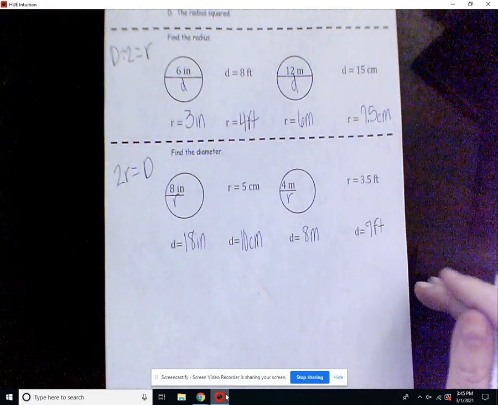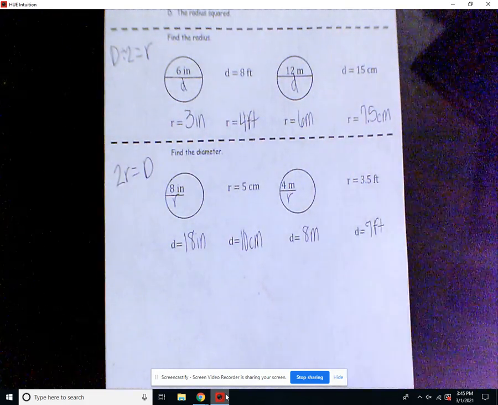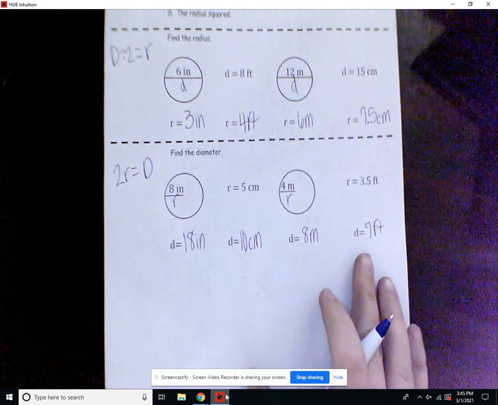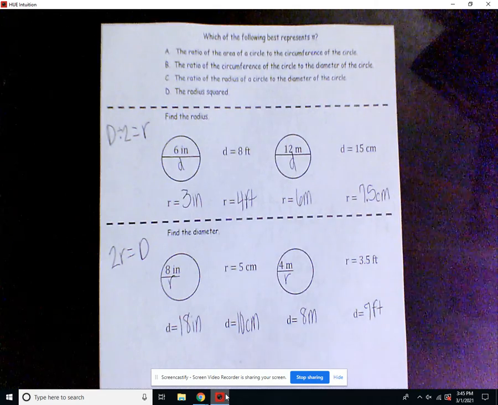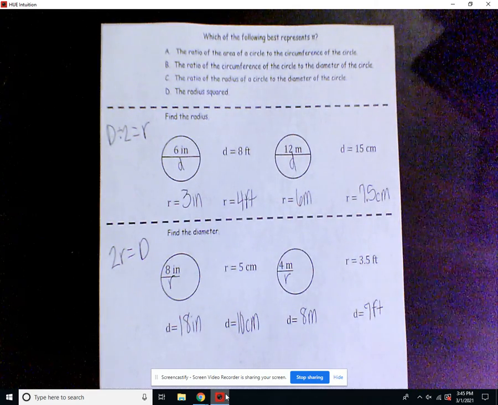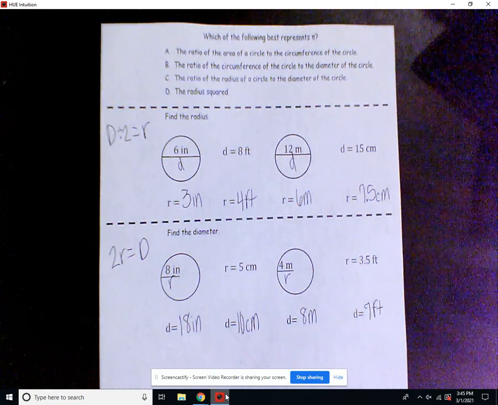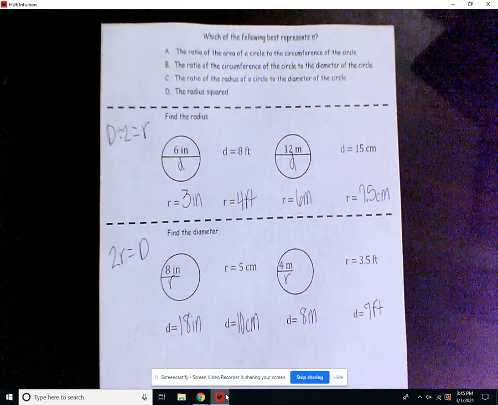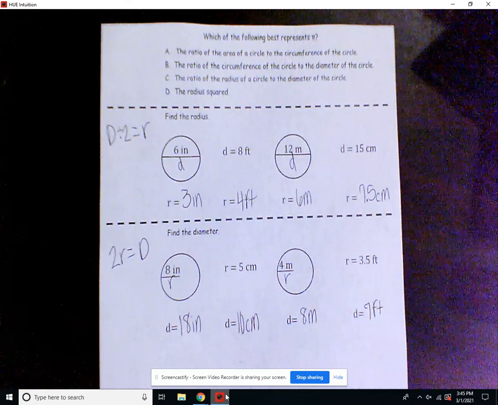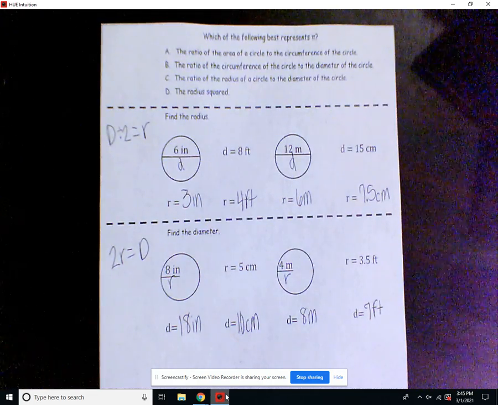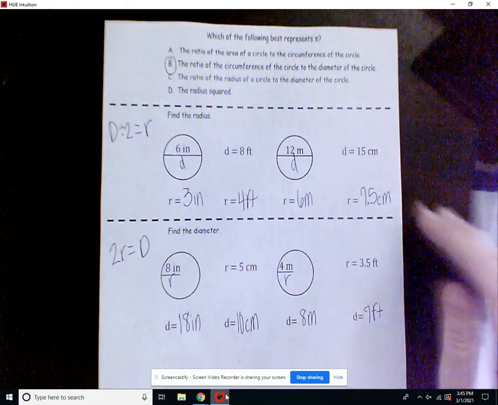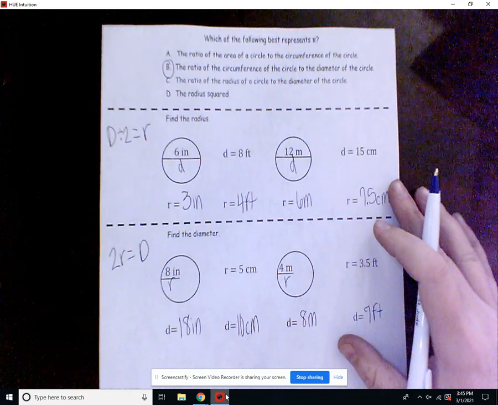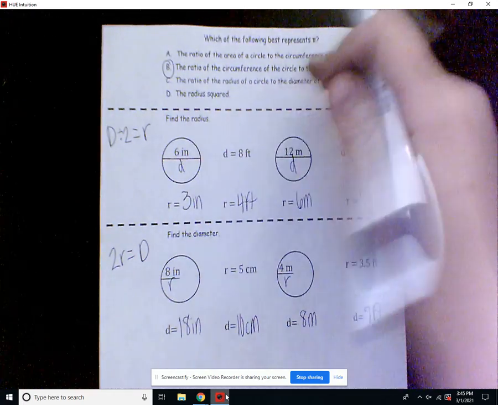Okay, so now I'm going to look at the top, what is pi. We'll get into more of what pi is tomorrow. Which of the following best represents pi? Pi helps us determine the circumference of a circle. What you should know is that pi is the ratio of the circumference of a circle to the diameter of the circle. We'll go into that more tomorrow, so don't really worry about that.